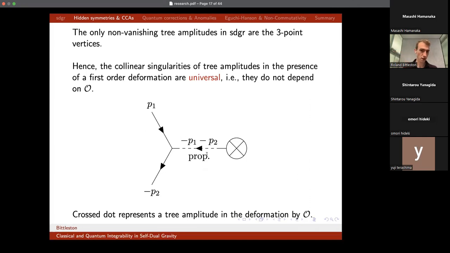And so what that means is the collinear singularities are always going to be captured by just the vertices of the self-dual theory. And this is how this hidden symmetry algebra can tell you something about any first order deformation away from the self-dual sector. Because the collinear singularities are universal. They don't depend on what deformation I do. And it's because of this remarkable property that there are essentially no amplitudes, at least at tree level, in self-dual gravity.